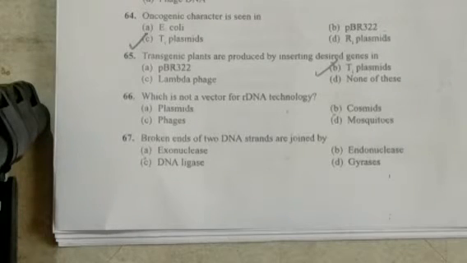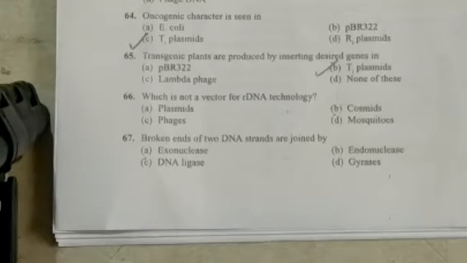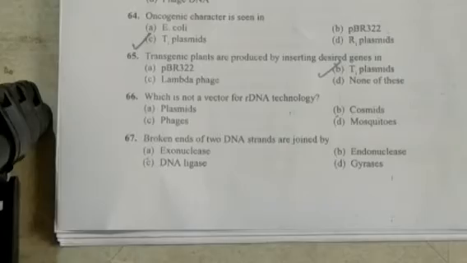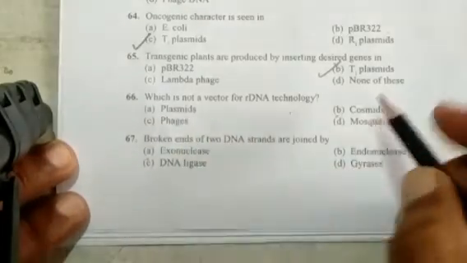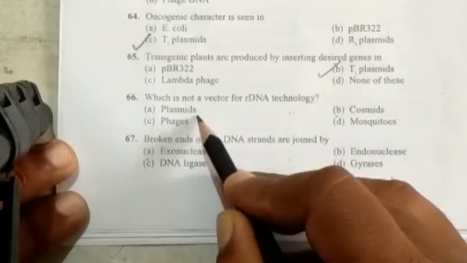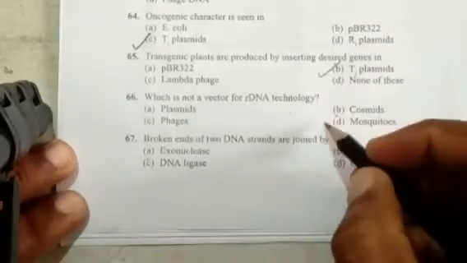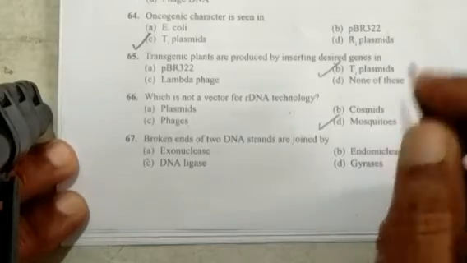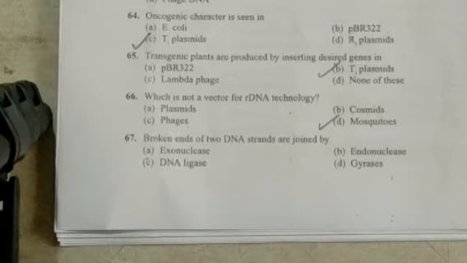Which is not a vector for recombinant DNA technology? Clear? A, plasmids, B, cosmids, C, phages, and D, mosquitoes. Plasmids are used as vectors, cosmids having cos site are used as vectors, phages are used as vectors, whereas in the 8th chapter, Human Health and Disease, we have told that mosquitoes carry pathogens that cause diseases, hence they are known as vectors. Such diseases are also known as vector-borne diseases.